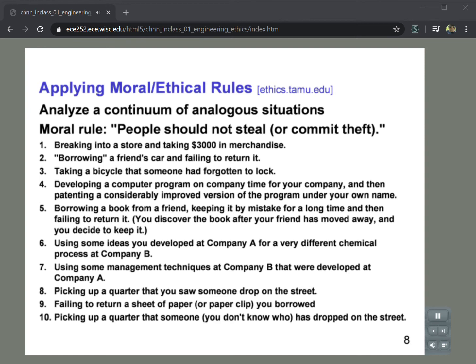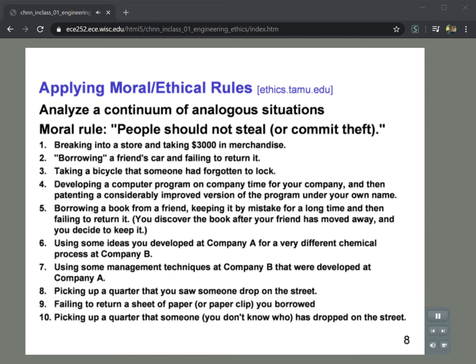So in this particular example, we've put the example we were talking about, using some ideas you developed at Company A for a very different process at Company B, in the middle here at about number 6. So this is closer perhaps to the end of the continuum where most people would think it's probably okay, and a little bit further from the end where most people would unambiguously declare that it's a violation of this ethical principle against stealing.